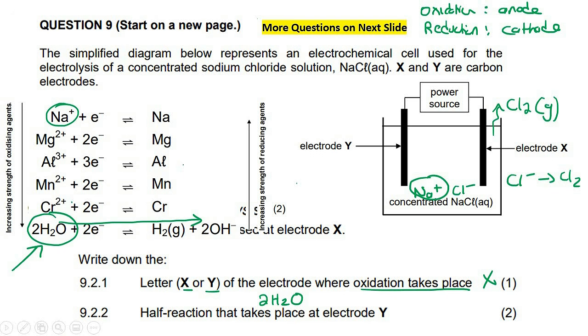So let's just write this down. But what's important is the aqueous part. It means that there is water present. They didn't say molten. And that's going to give us H2, which is a gas, plus 2OH minus.